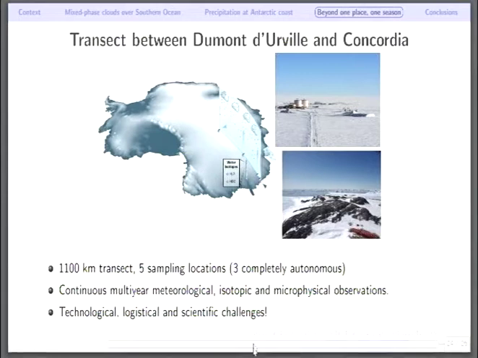The goal is to build a continuous multi-year meteorological, isotopic, and microphysical data set, to have these observations not only in winter and not only in one place, but distributed over many places. And of course, this implies tremendous technological, logistical, and scientific challenges, and hopefully in a few years from now I'll be able to give you a bit more results on that.